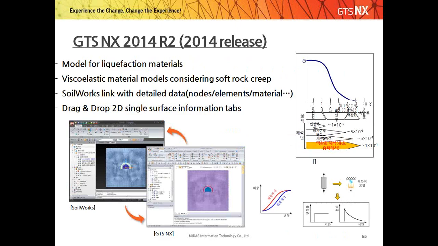More things which will be added include the model for liquefaction material and the viscoelastic material models considering soft rock creep, and it will also be linked with the SoilWorks data, so you can directly drag and drop the singular surface information tabs.